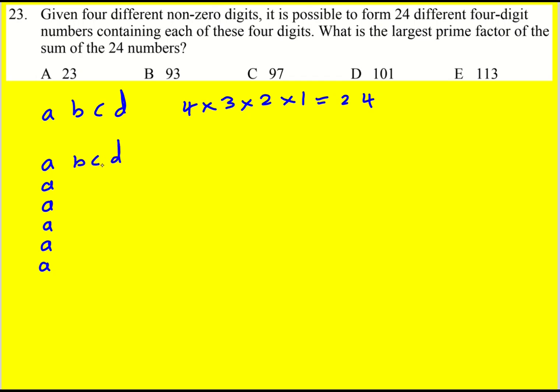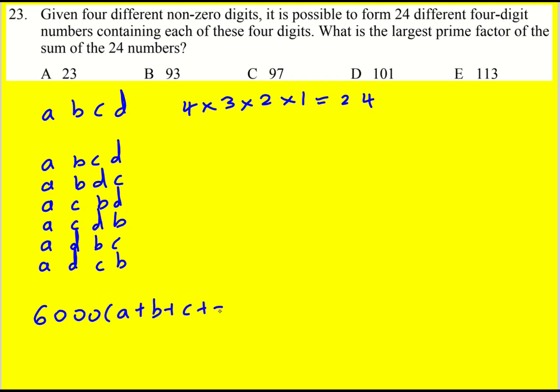I think I could have BCD, BDC, or I could put C second, or I could put D second. And I could go with BD or DB, and then BC and CB. But my point is that A will be in the thousands column six times exactly, but B will also be in the thousands column six times, and so will C and so will D. So I am going to get 6,000 lots of A plus B plus C plus D as a result of this.